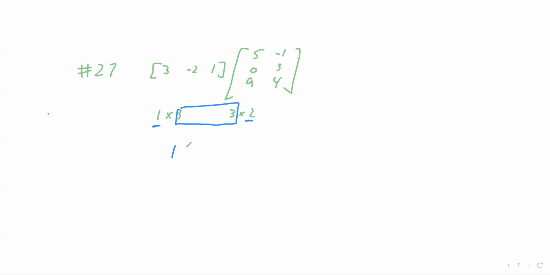So number 27, you're given 3, -2, 1. And then you're given 5, 0, 9, -1, 3, 4. So this is a 1 row by 3 columns. This is a 3 row by 2 columns. To be able to multiply, these must be the same, which they are. And then the outside would be your dimensions.